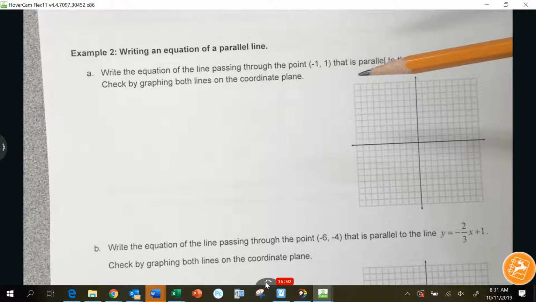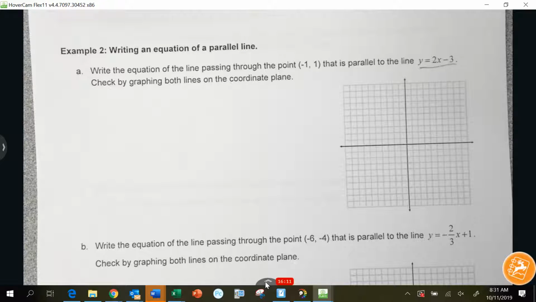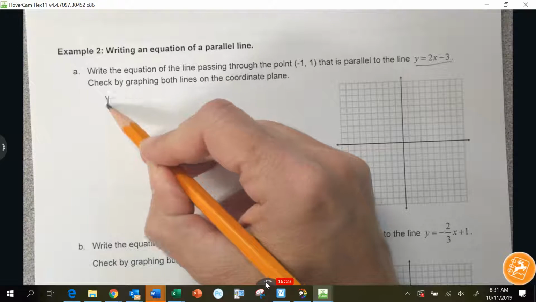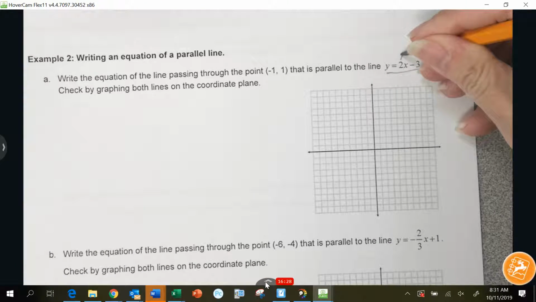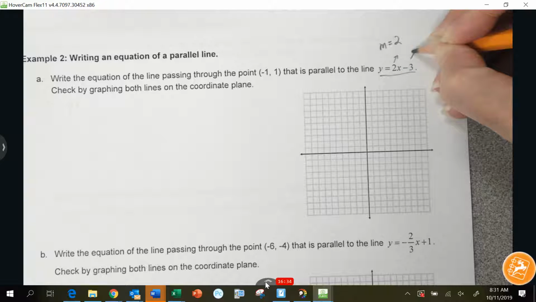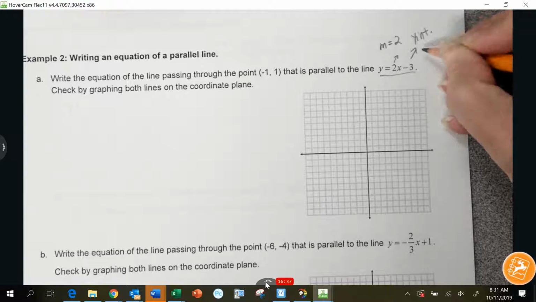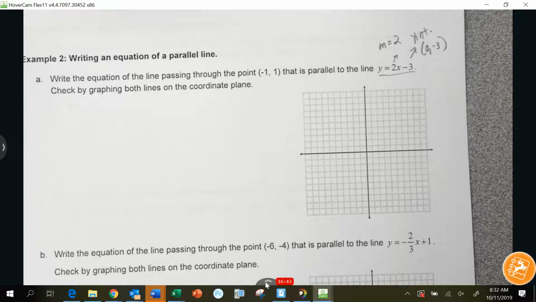The first thing I want you to do for this example is graph y equals 2x minus 3. We've had to do this on every single weekly review for the past 6 weeks, and I've always asked you to explain how you did it. Most of you chose that the slope is 2 and the y-intercept goes at 0, -3. Most of you chose that method of graphing.